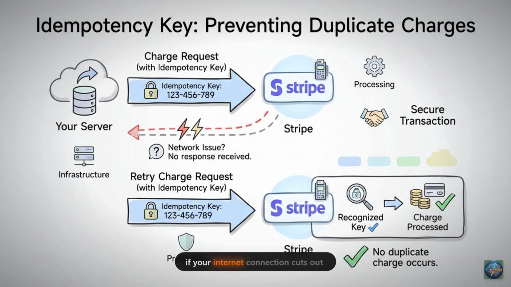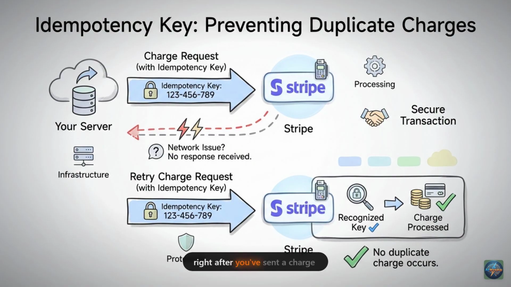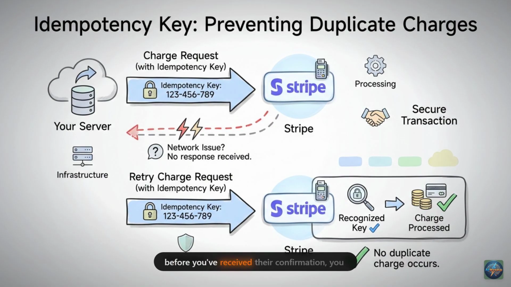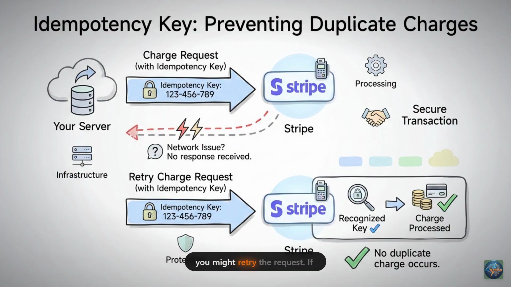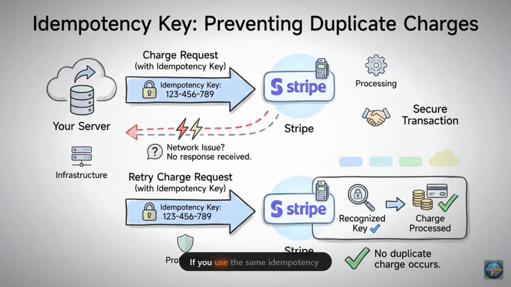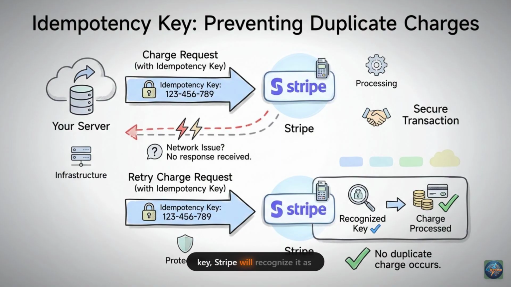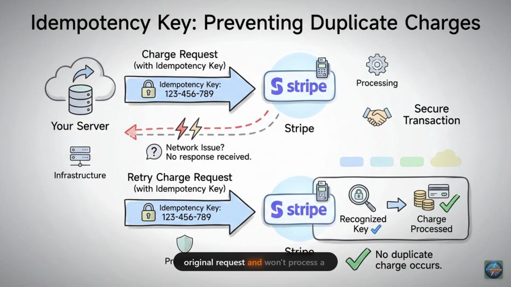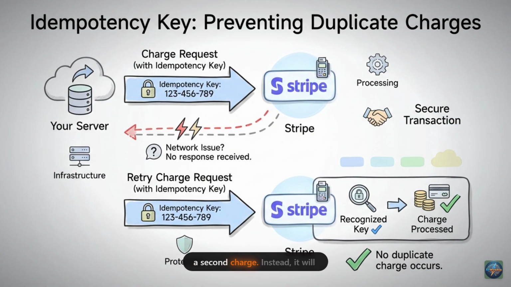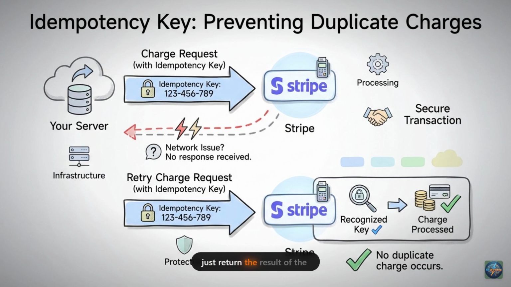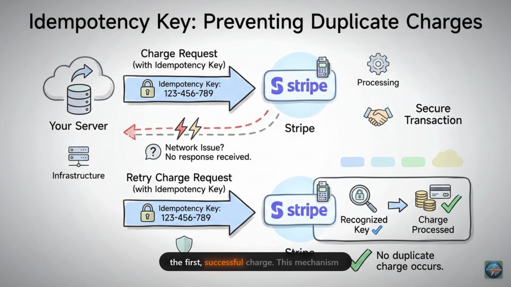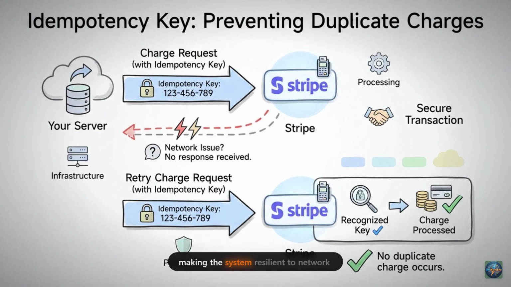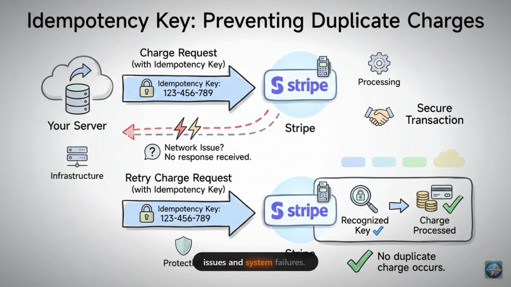For example, if your internet connection cuts out right after you've sent a charge request to Stripe, but before you've received their confirmation, you might retry the request. If you use the same idempotency key, Stripe will recognize it as a repeat of the original request and won't process a second charge. Instead, it will just return the result of the first, successful charge. This mechanism ensures consistency and fault tolerance, making the system resilient to network issues and system failures.